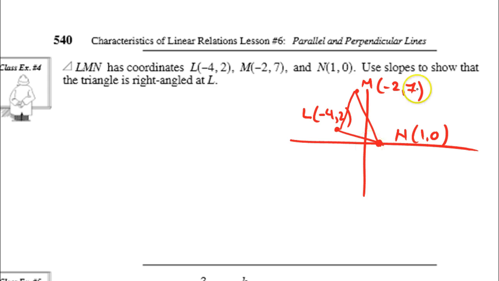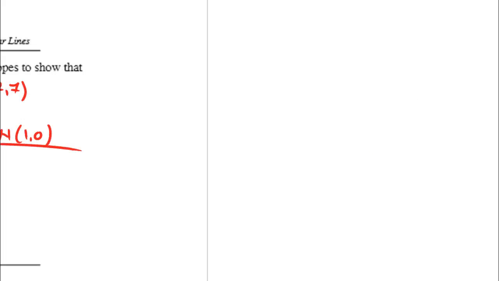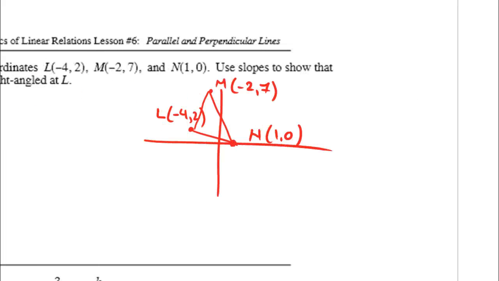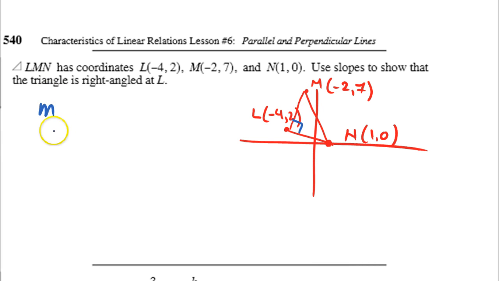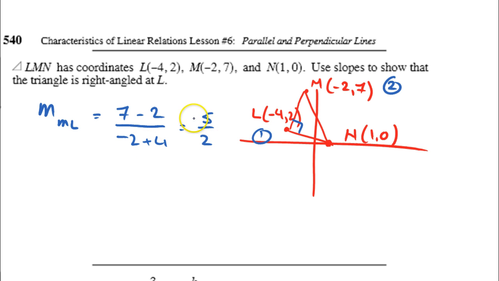And what we're trying to figure out, use the slopes to show that the triangle is a right angle at L. So we're trying to prove that this here is a right angle. So quickly, I can just get the slopes here of ML. So the slope of ML would be, I'm going to make the M 2 and the L 1. So I'm going to go 7 minus 2 over negative 2 minus 4, so plus 4. So that would be 5 over 2.